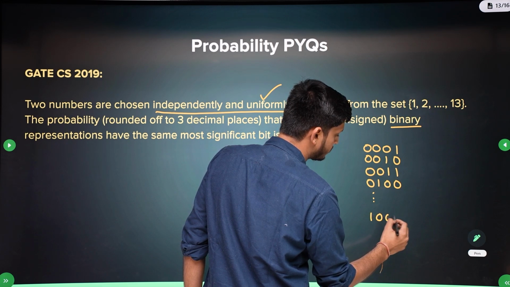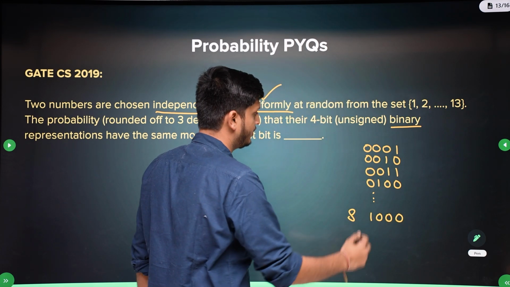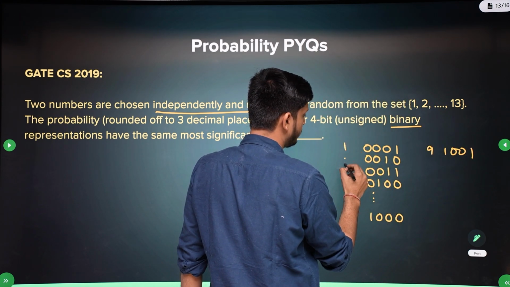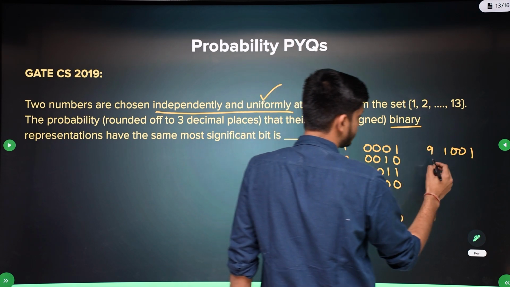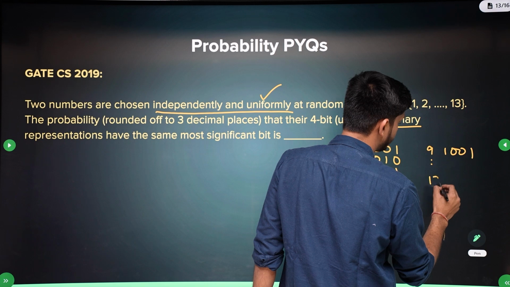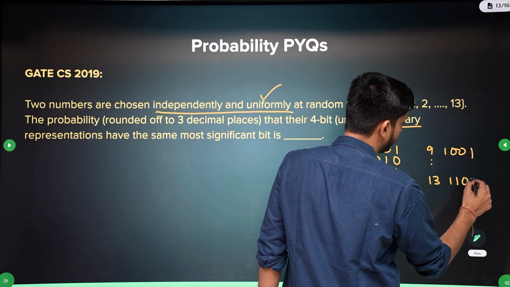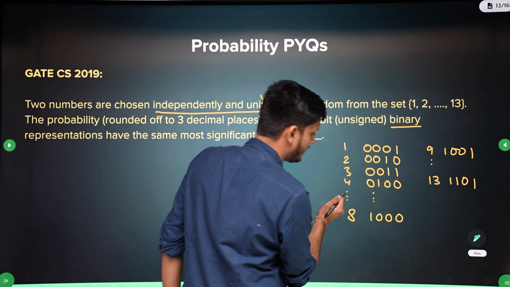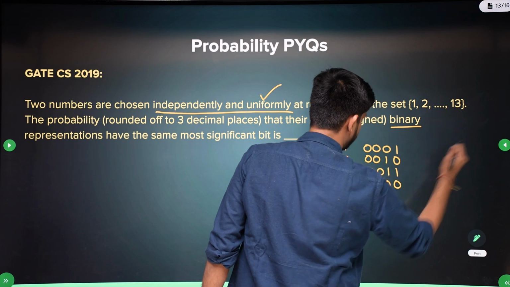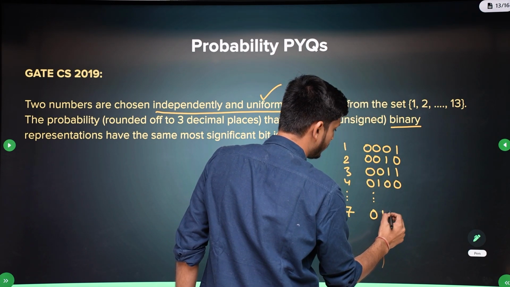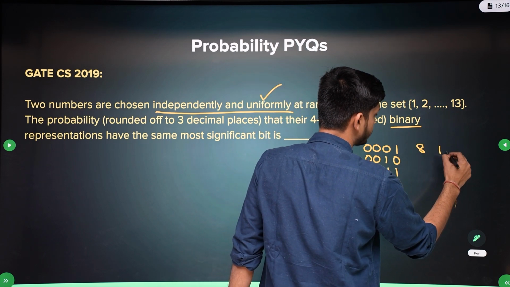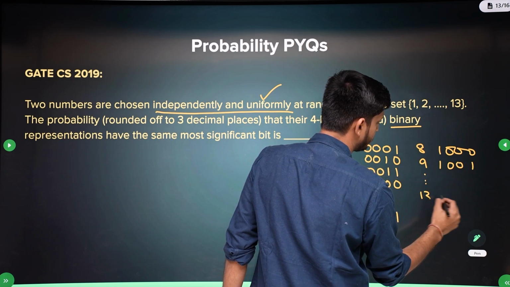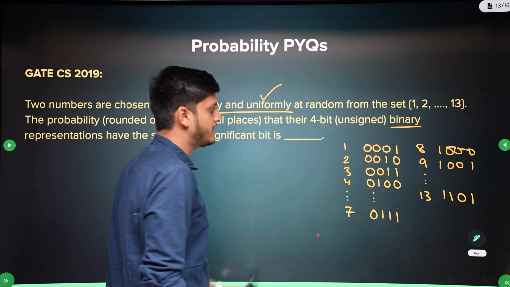8 becomes 1000, and 9 is 1001. Similarly, we go up to 13. So 13 will be 8 and 4 is 12, and 1 is 13, so 1101. It will be better if I have 7 here. 7 is 0111, 8 is 1000, 9 is 1001, and we have up to 13, which is 1101. So these are all the numbers that we have.